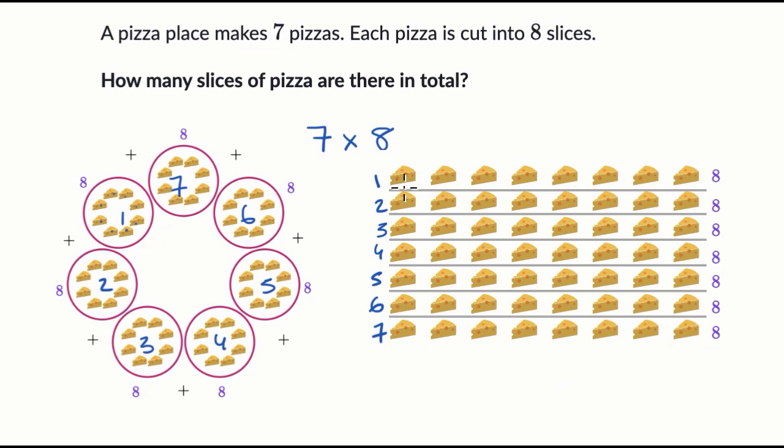Well, again, we see we have 7 rows of 8, so we would just add all of these 8s together, which is, again, the same thing as 7 times 8, or 8 times 7, which, if you were to add them all up, or you might already know, is equal to 56.